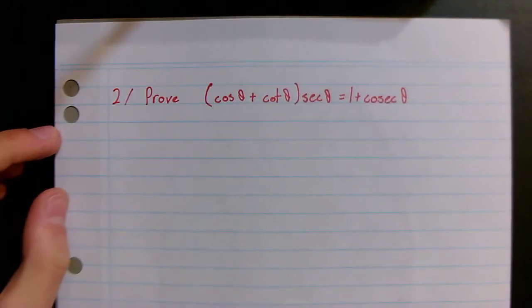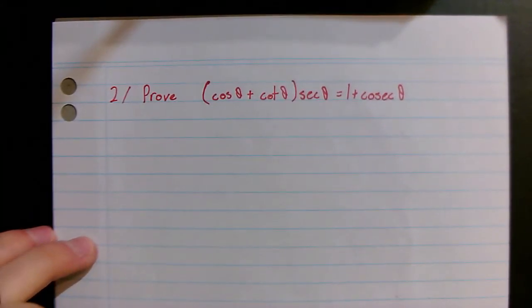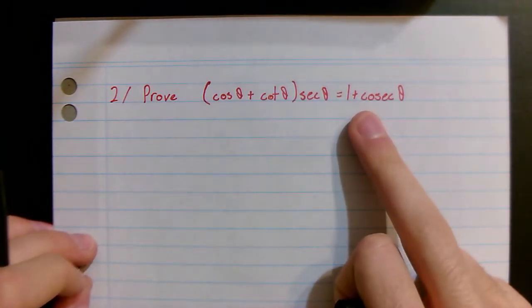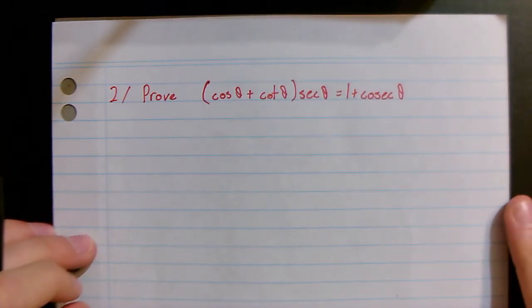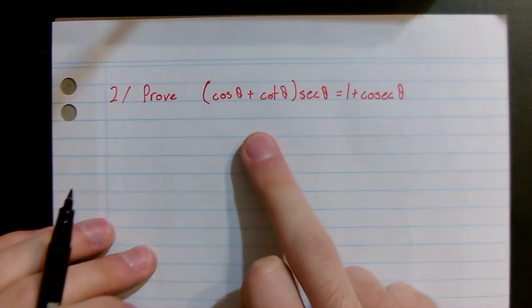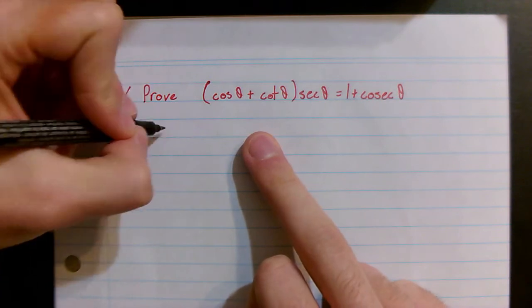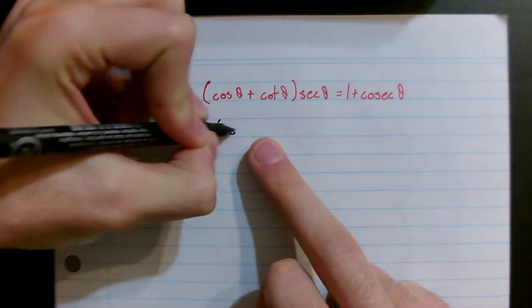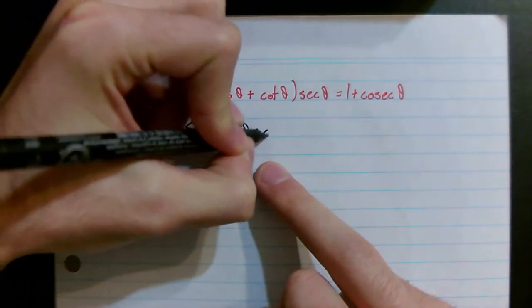Another example that we'll look at is this one here. So we need to prove that cos theta plus cot theta times sec theta is equal to 1 plus cosec theta. So maybe this is a little bit, I guess, deeper than the previous question. So how do we do this? Well, yet again, we start with the left-hand side, and literally we just regurgitate what the left-hand side is.